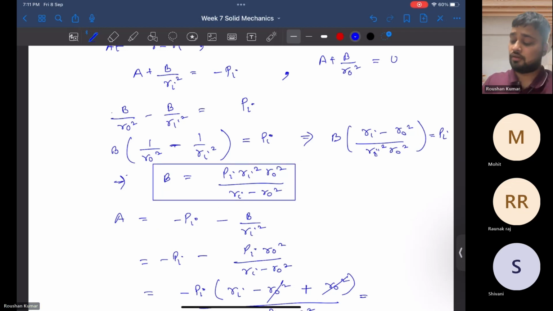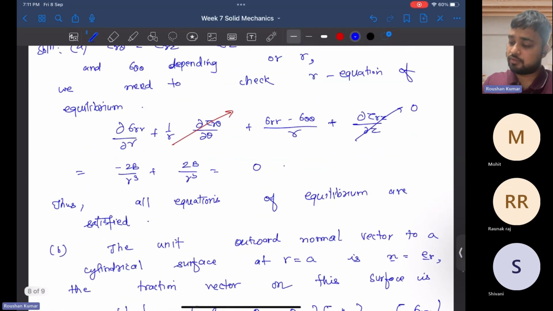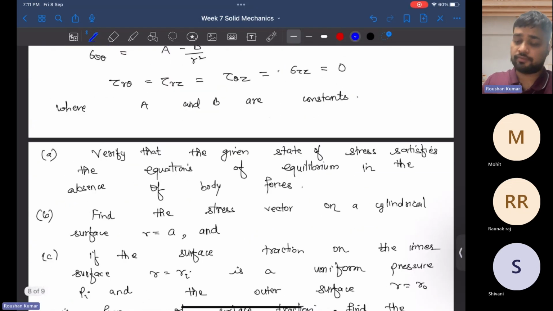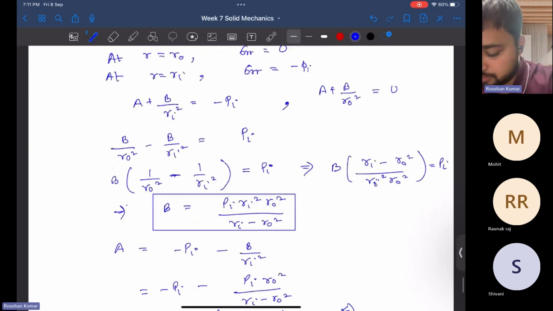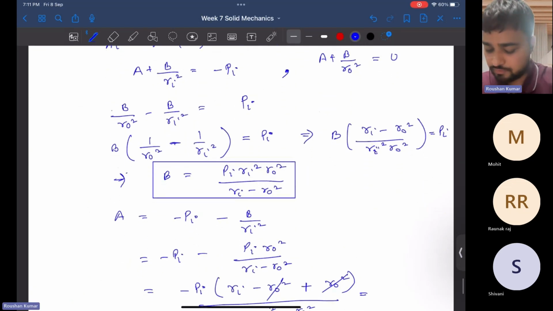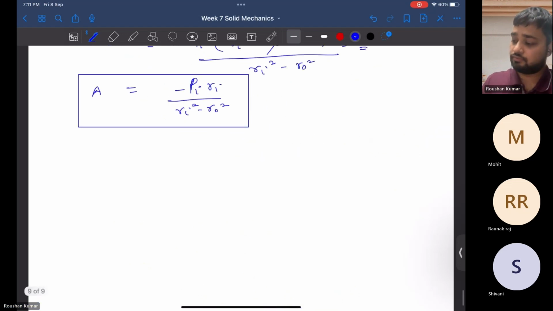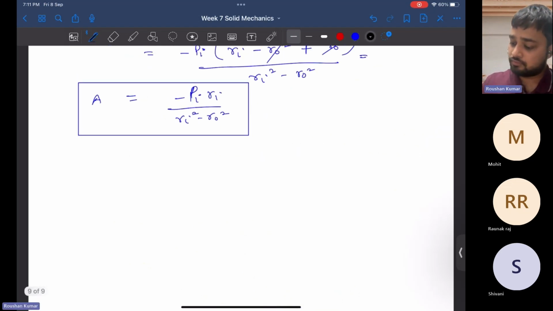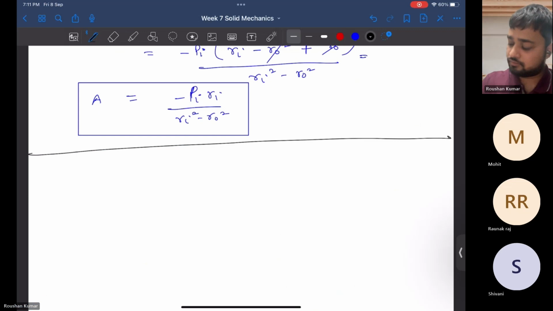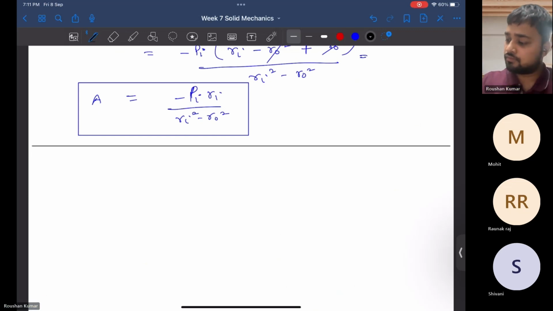Okay, so this is about question number 3. Now coming to the next question, that is question number 4, Problem 4. This question is also based on the equilibrium equation and the stress-strain relationship.